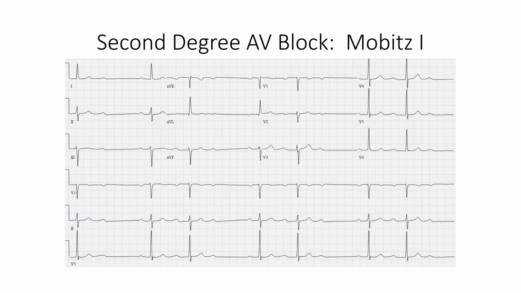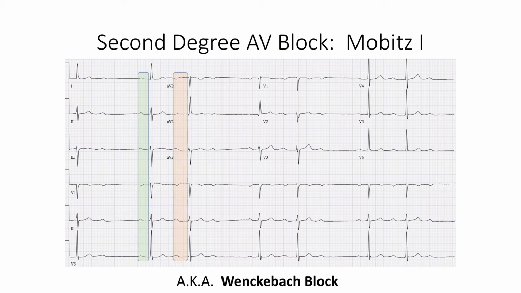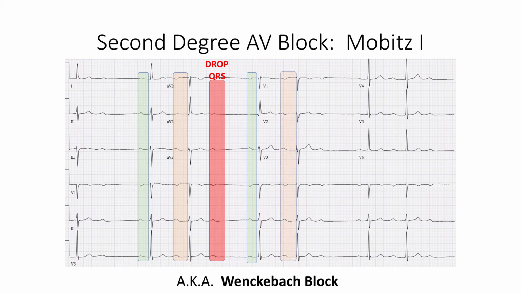If we look a little bit closer, we will find that the PR interval actually gets progressively longer until you see a P wave with a dropped QRS. And then immediately after the blocked QRS, the PR interval tightens up again, it's shorter, before progressively getting longer and longer, and then dropping another QRS. Usually Mobitz 1, second degree AV block, causes few symptoms and is usually not a reason to place a pacemaker unless symptoms are really severe.